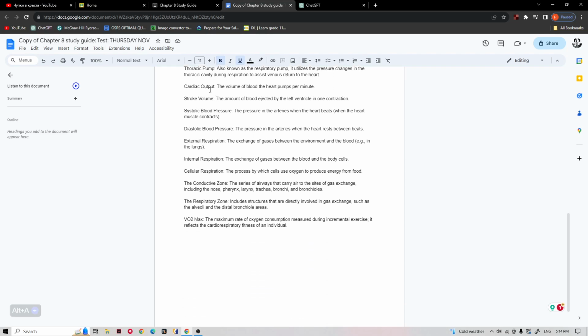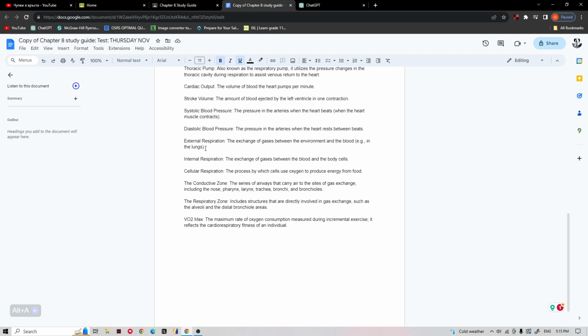Next, we have cardiac output, the volume of blood the heart pumps per minute. Next, you have stroke volume, the amount of blood ejected by the left ventricle in one contraction. Next, we have systolic blood pressure, the pressure in the arteries when the heart beats, when the heart muscle contracts. Next, we have diastolic blood pressure, which is on the bottom, the pressure in the arteries when the heart rests between beats.